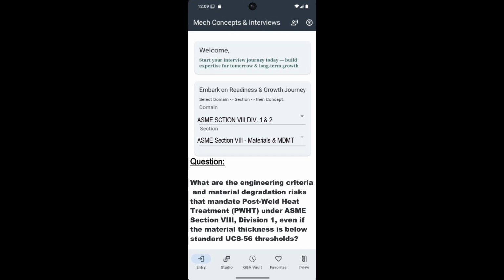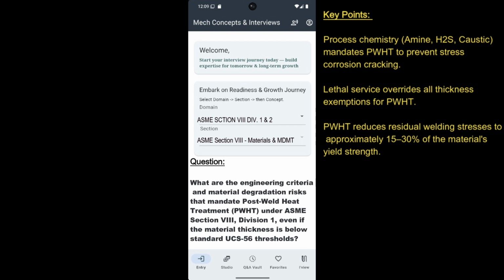So how does post-weld heat treatment physically neutralize that atomic level threat? By essentially baking the entire vessel in a massive furnace, usually around 600 degrees Celsius, and holding it there for hours. This intense thermal soaking doesn't melt the steel, but it relaxes that frozen, stretched rubber band. It lets the stress go. Right. It relieves the high tensile weld residual stresses down to roughly 15 to 30% of the material's yield strength.